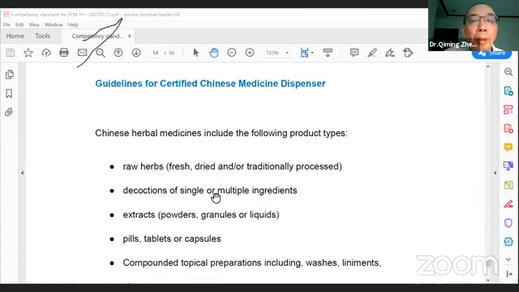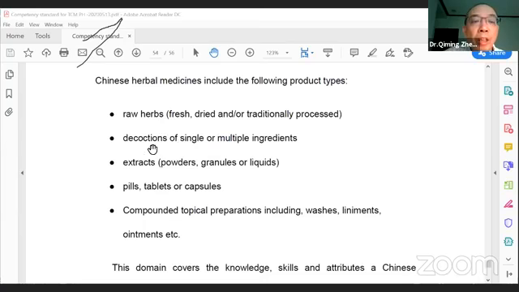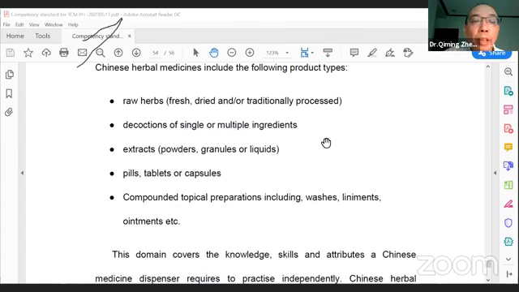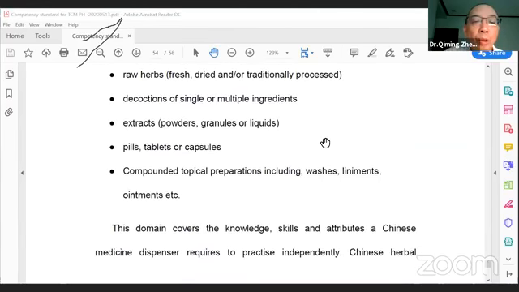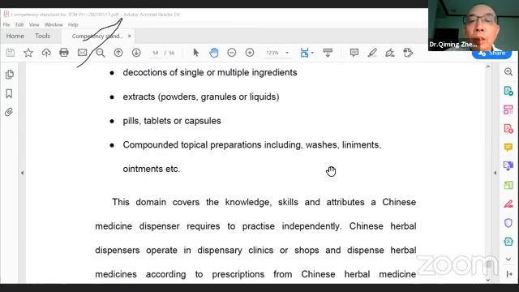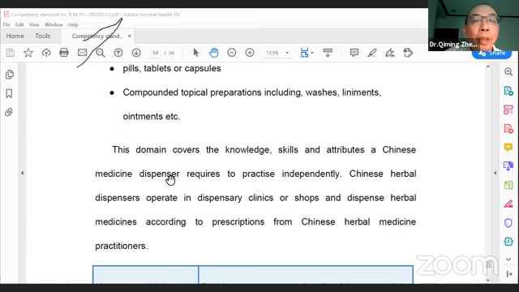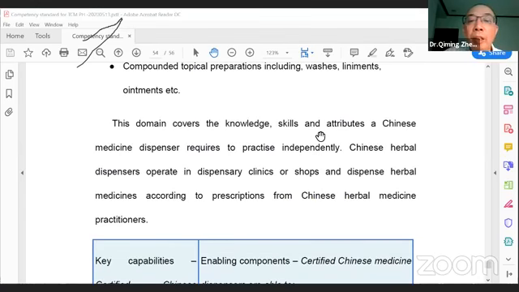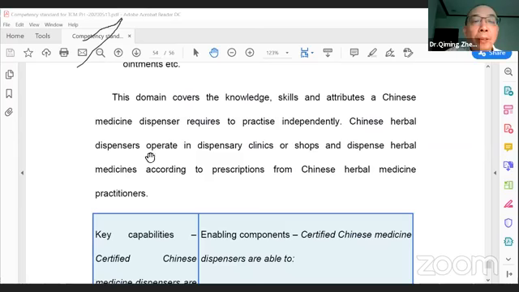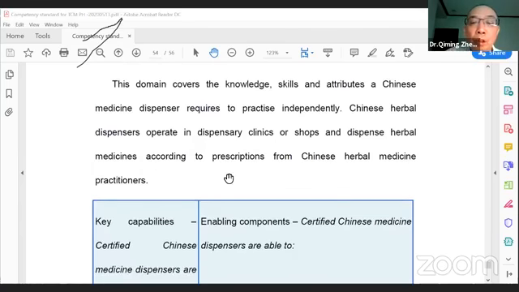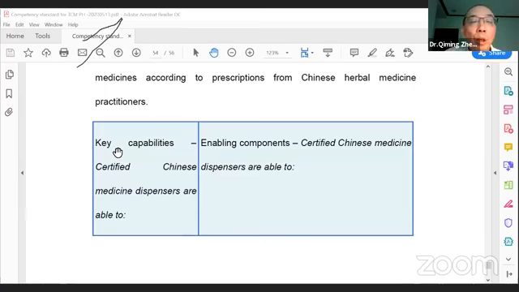So in here, Chinese medicine, herbal medicine include the following product types: raw herbs, decoction of single or multiple ingredients, extracts, powders, granules, pills, tablets, or capsules, compounded topical preparations including the washes, liniments, ointments. These domains cover the knowledge, skill, and attributes a Chinese medicine dispenser requires to practice independently. Chinese herbal dispensers operate in dispensary clinics or shops, drugstores, and dispense herbal medicine according to prescriptions from Chinese herbal medicine practitioners. So there are two key capabilities certified Chinese medicine dispensers are able to do, and in enabling components for certified Chinese medicine dispensers.